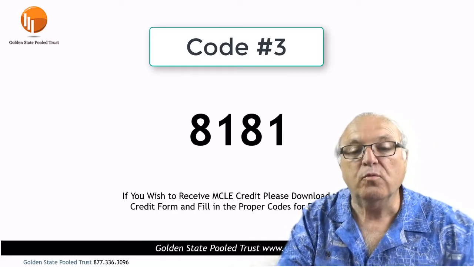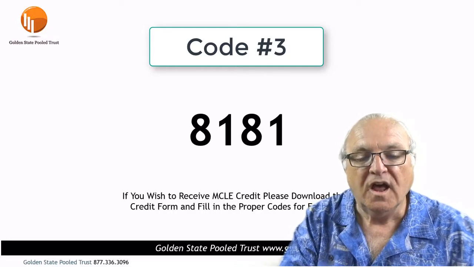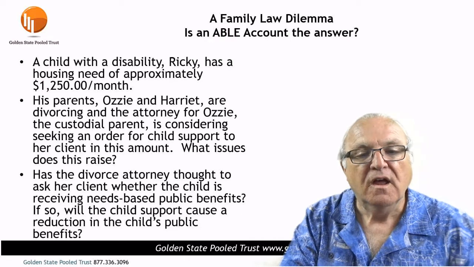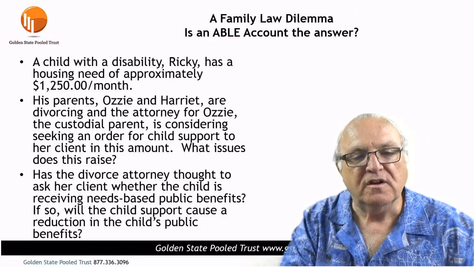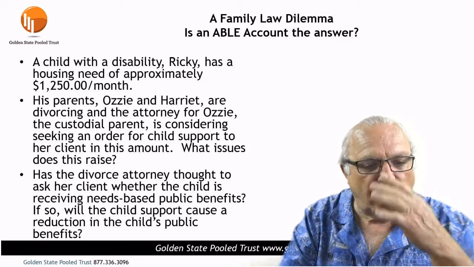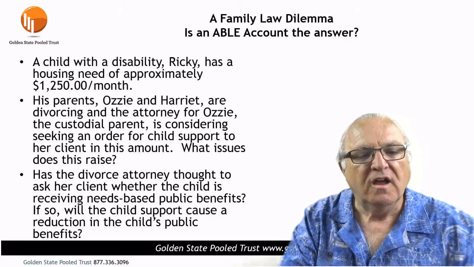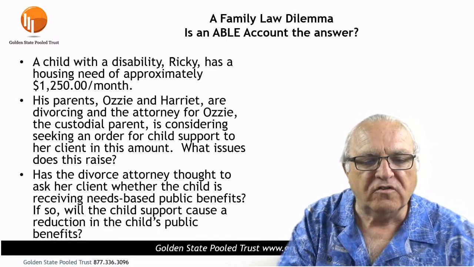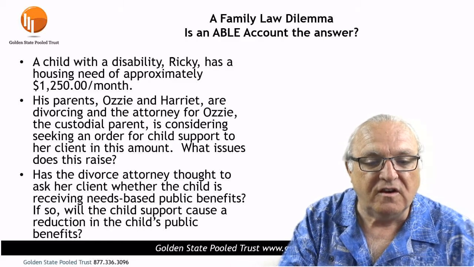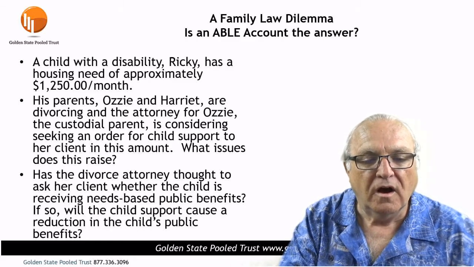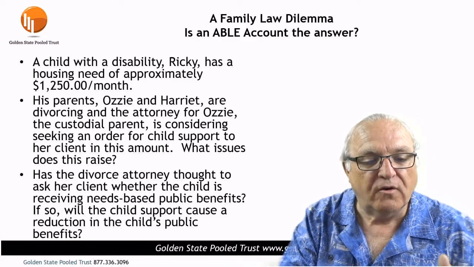Here's our last code, which is MCLE Code number 3, which is 8181. Here's our last example here. A child with a disability has a housing need of approximately $1,250 a month. His parents, Ozzie and Harriet, are divorcing, and the attorney for Ozzie, the custodial parent, is considering seeking an order for formal child support to her client in this amount. What issues does that raise?